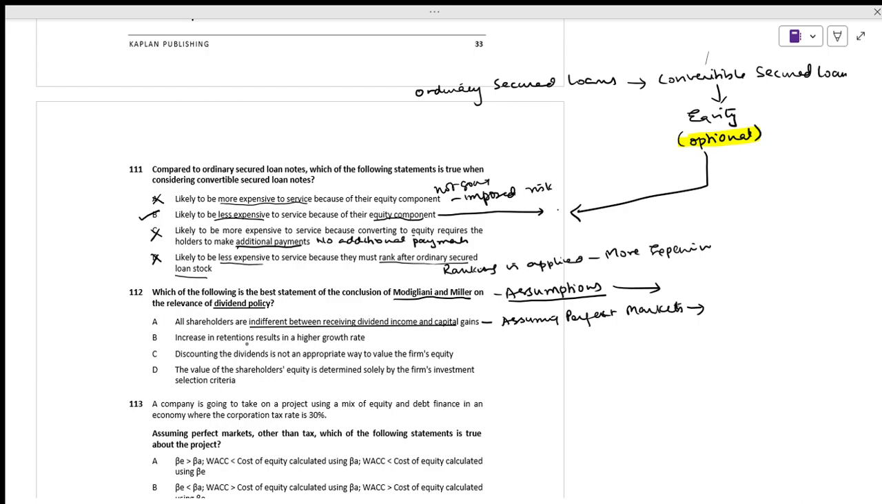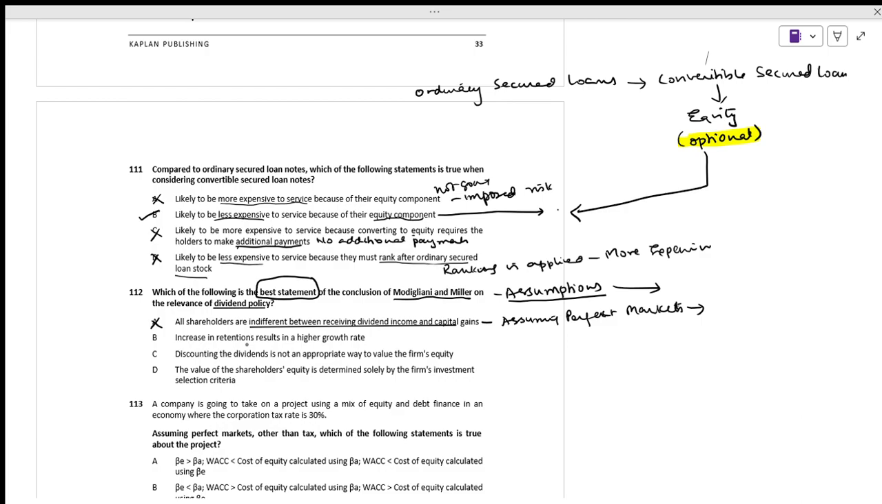And see, everybody will have different expectations, is it right? Every investor will have different expectations, and they have different planning, okay? So it will not be the best statement. I'm not saying it is incorrect, it is not the best statement. We have to be very clear, a very thin margin will be there between a right and wrong answer.